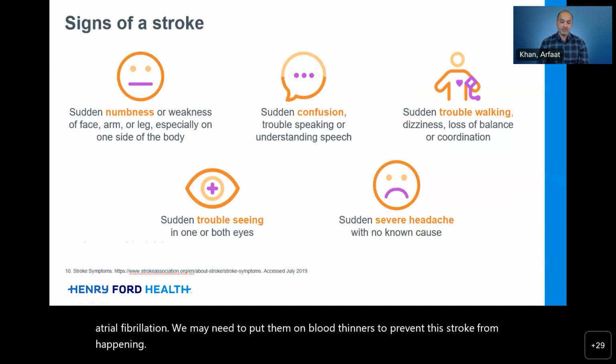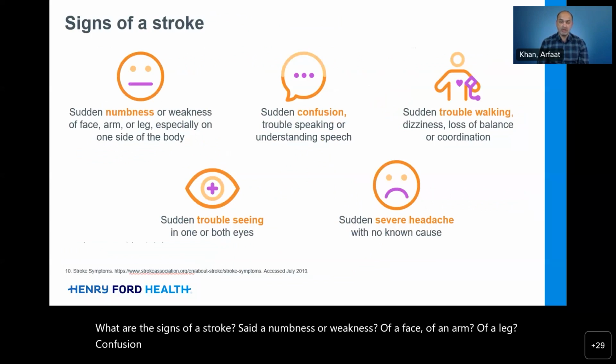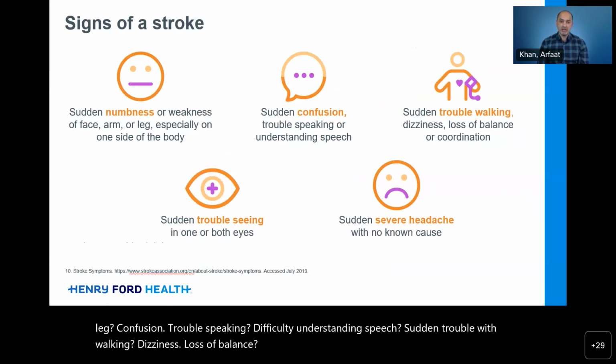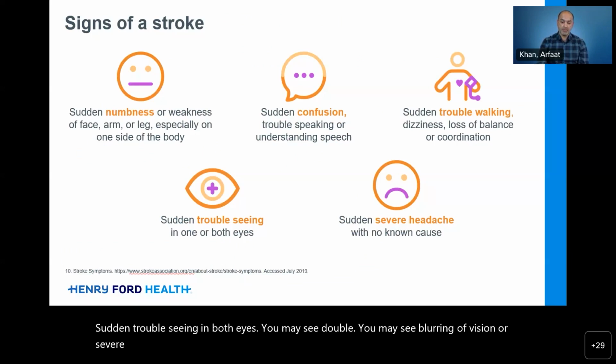Now, what are the signs of a stroke? Sudden numbness or weakness of the face, of an arm, of a leg, confusion, trouble speaking, difficulty understanding speech, sudden trouble with walking, dizziness, loss of balance, sudden trouble seeing in both eyes. You may see double, you may see blurring of vision, or severe headache with no known cause.